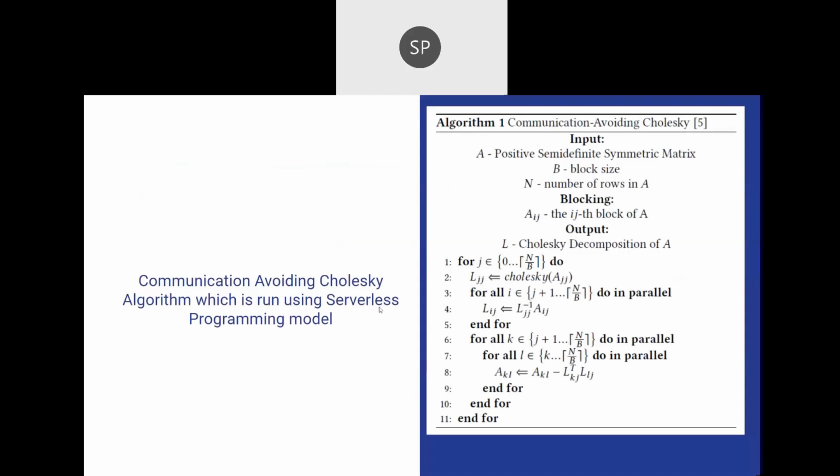The author has executed the following communication avoiding Cholesky algorithm on the serverless LambdaPack design system. The 3 for loops are run in a parallel computing mode.